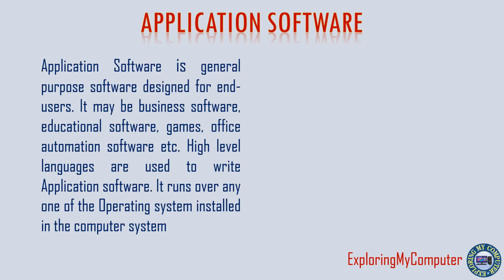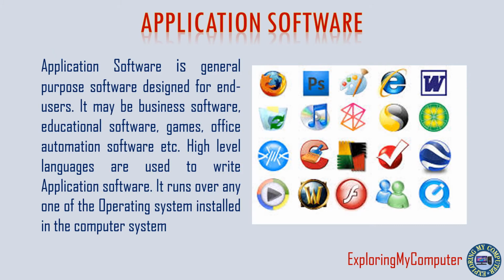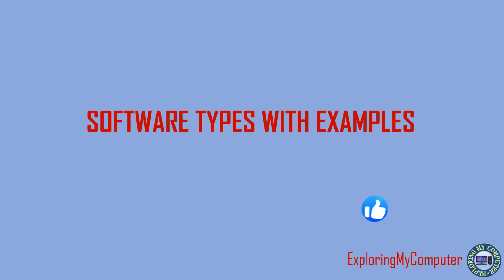Application software is general-purpose software designed for end users. It may be business software, educational software, games, office automation software, etc. High-level languages are used to write application software. It runs over any one of the operating system installed in the computer system. Rest of the video shows software types with examples.